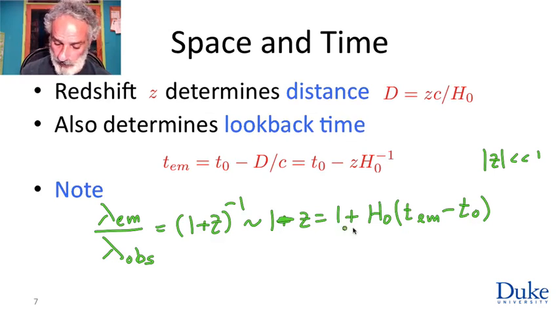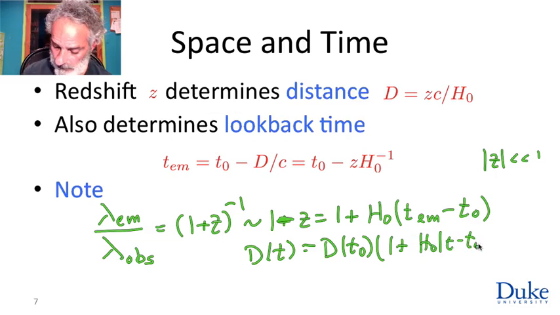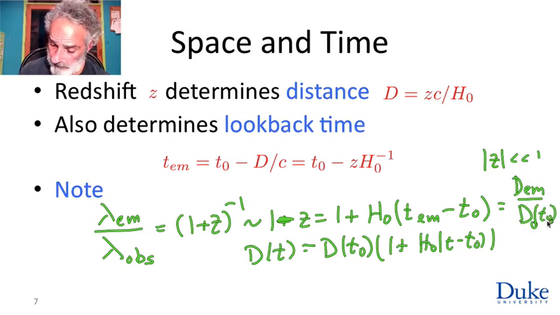Oh, but I know what 1 plus H0 times t minus t0 is. Remember that our expression for the Hubble change in distances was d of t is d of t0 times 1 plus H0 times t minus t0. Oh, good. So this is exactly d at the time of emission for any distance divided by that distance at t0. Okay, so what do we have? That the wavelength at time of emission divided by the wavelength we observe, which is 1 minus z approximately, is the same as distance at the time of emission and distance now. Which distance? Doesn't matter. They all scale by the same factor.